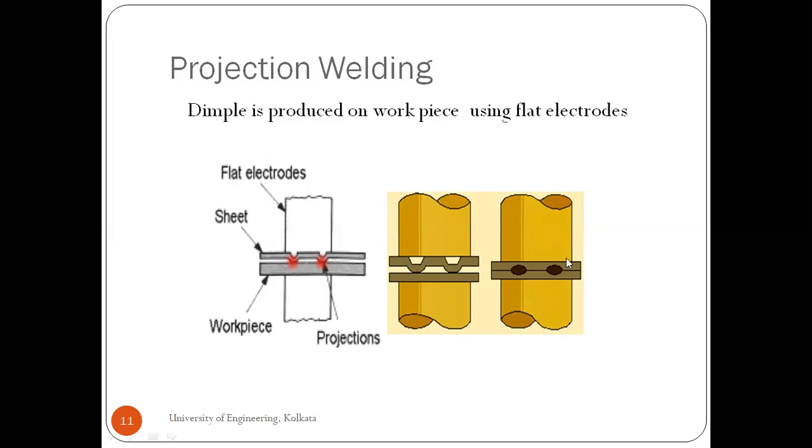So the electrode here is not similar to that of spot welding. The end of the electrode is flattened, right? One of the sheets is acting as a support, and the other sheet has some kind of dimples or projections on it. Those projections act as the resistance, and they get converted into molten metal and join with the metal or the sheet which is beneath that, right? This is all about projection welding.